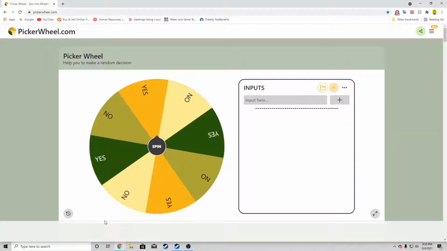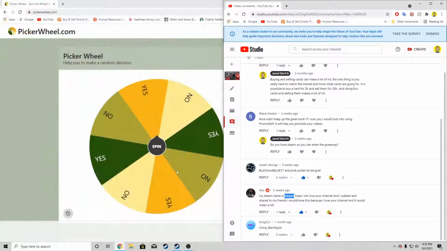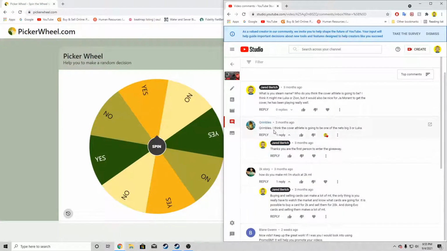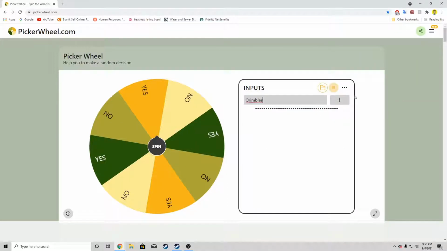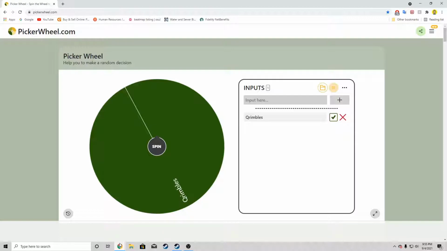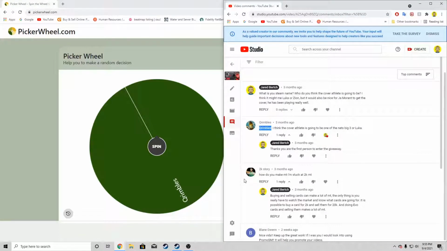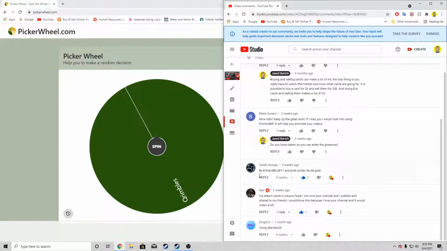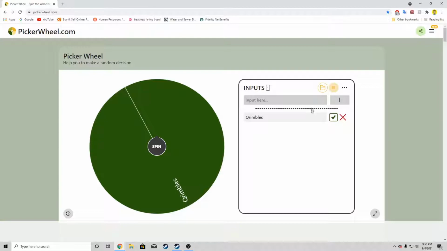So, I found this wheel spin. It's pretty good. I tested it out to see how it works. It's free. That's really why I chose it. So, we're going to be adding all the people who are going to go into it. The first person who entered in the giveaway was Crimbles, so he will be the first person entered. And then if we look again, the next person to join would be Mr. King Tulit, Camp Bandies 24.